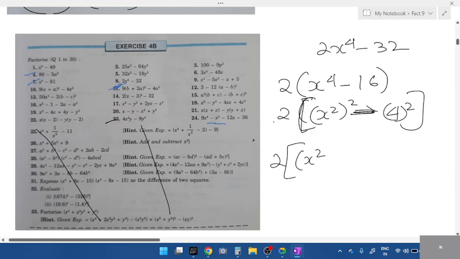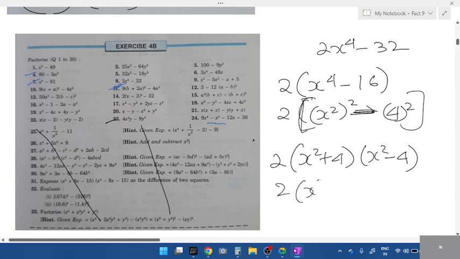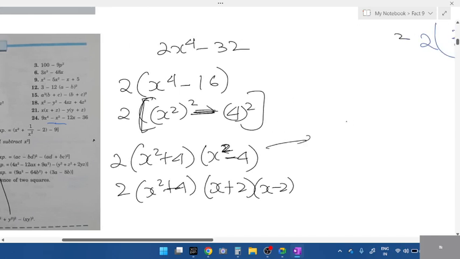Tell me a plus b into a minus b. Final, or can we factorize further? Yes. Which one? Which part? x square minus 4, right? What is x square minus 4? Not 2 square. How is it 2 square? That is 2 square. What's the final answer? x plus 2 into x minus 2. Correct. What is this, students? You get x square minus 2 square, right? This is the final answer.